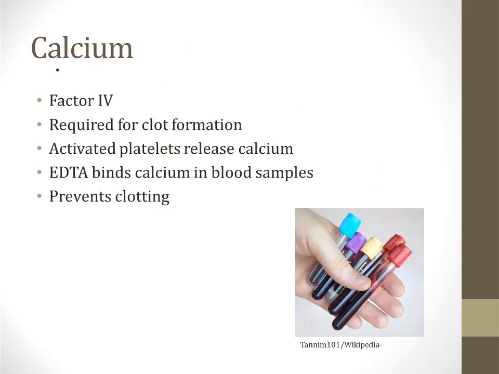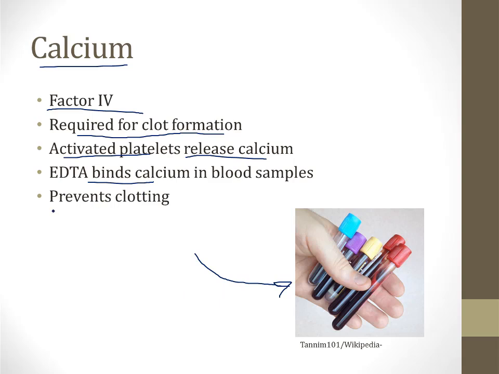That's a nice segue into a discussion of calcium. Calcium used to be called factor 4 because it is required for clot formation just like the other coagulation factors. Platelets store calcium, and when they are activated they can release calcium. And when you draw a blood sample, many times you will store it in tubes like this that contain EDTA. The reason the tubes contain EDTA is because it will bind calcium, and this will prevent the blood from clotting while you transport it to the lab.